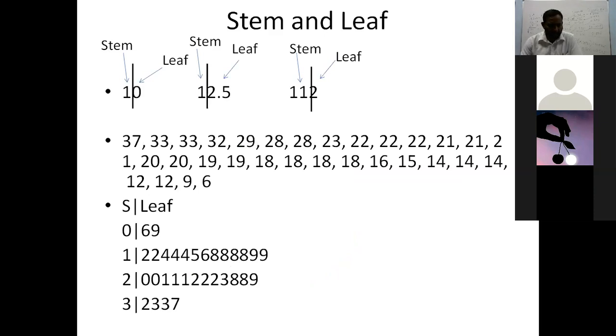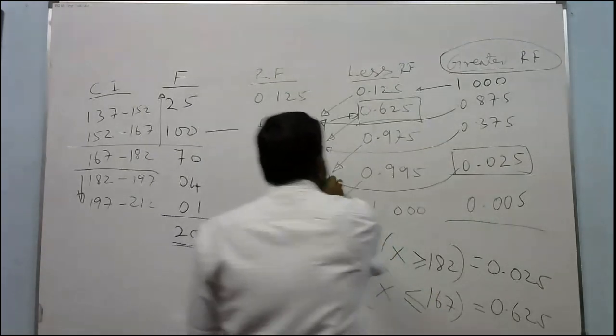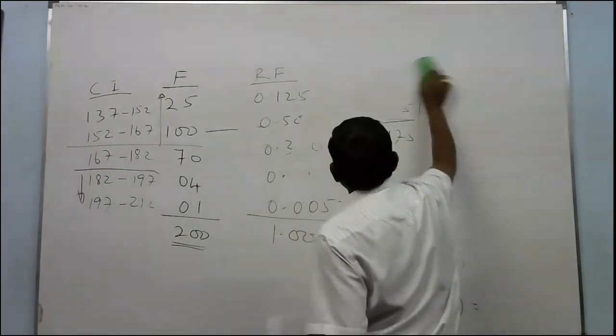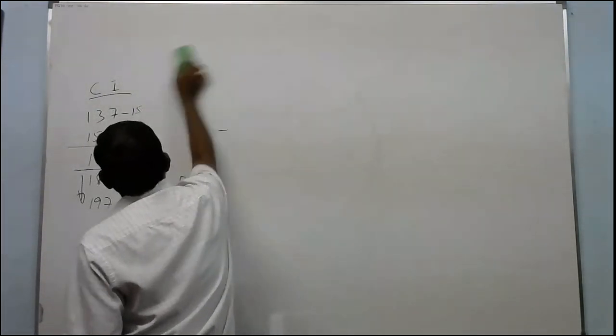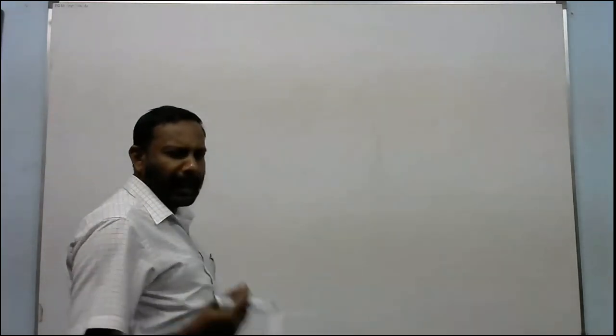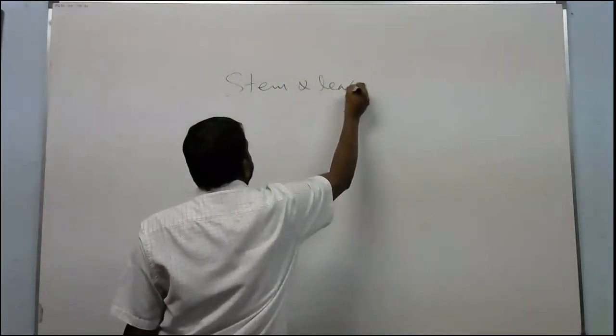Now we will come to the other topic, which is called stem and leaf. All right. I will use the board. Any questions on this frequency distribution? Any questions? Yeah. Right. Now, the next topic is stem and leaf. That is another way of displaying the data.